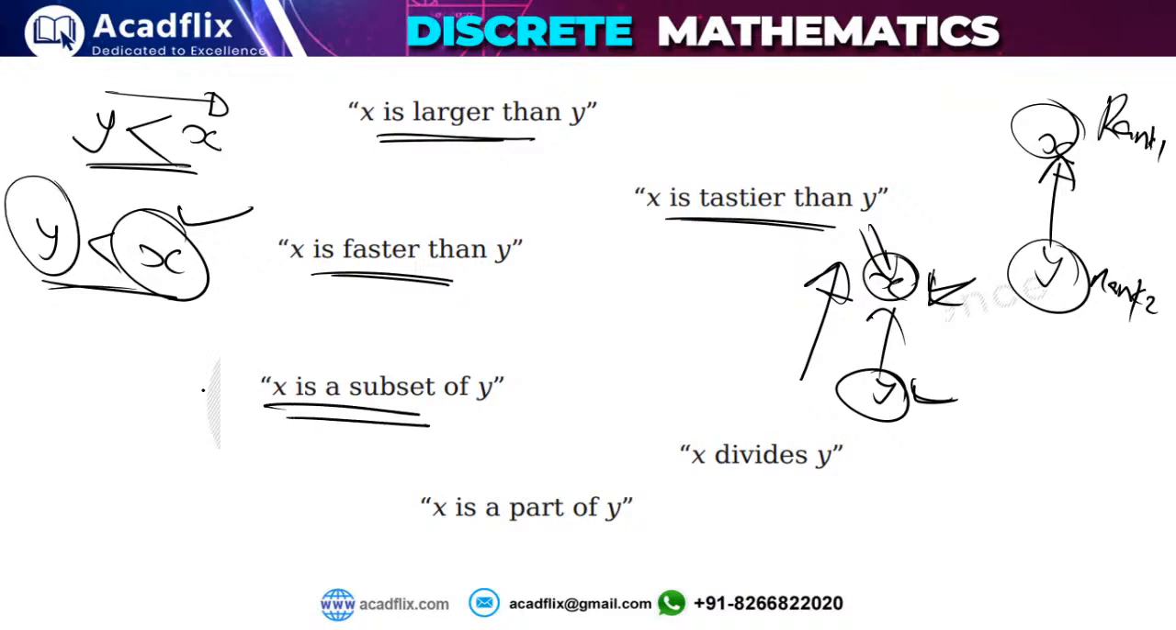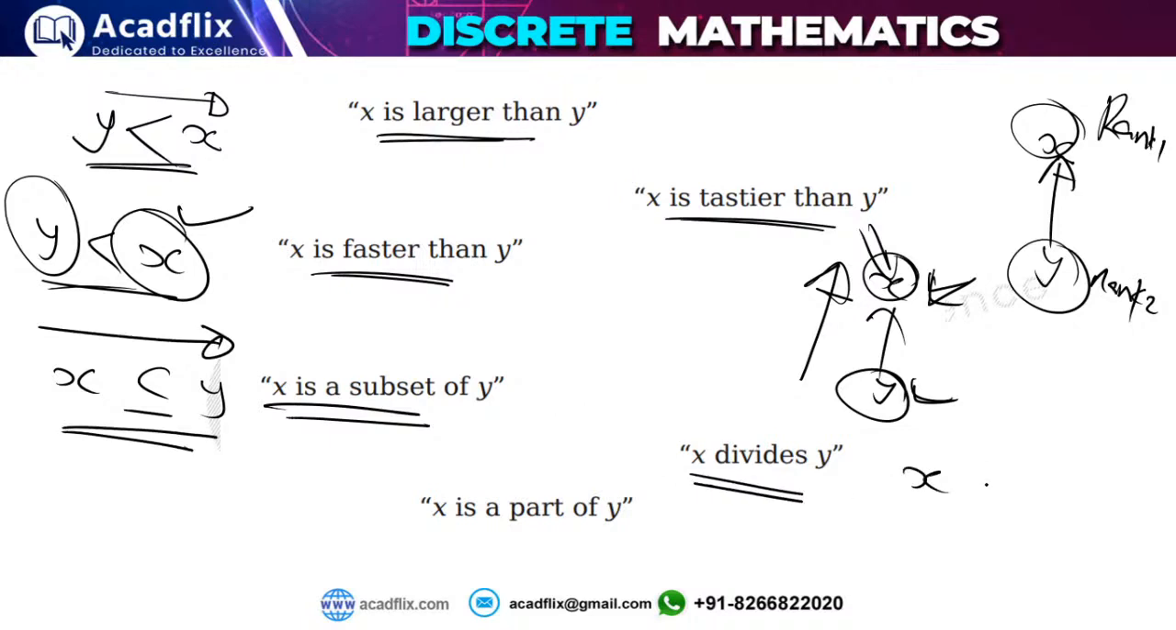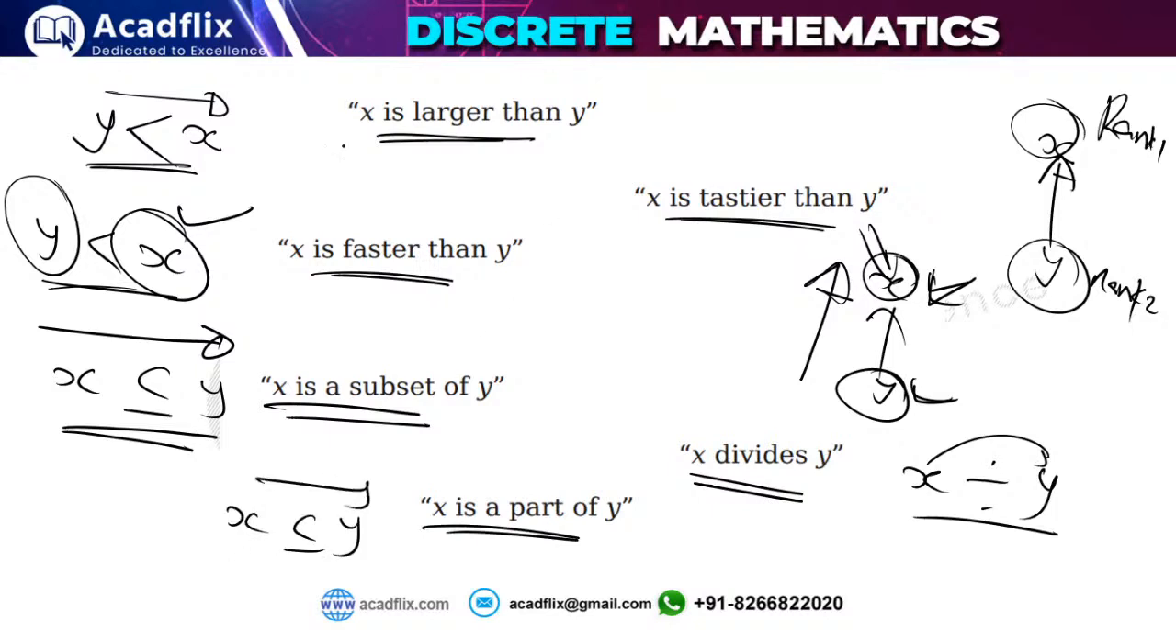For example, if x is a subset of y, then also you can order them. This is how you can order them. X divides y, again you can order them. X is part of y, which basically means x is a subset of y. So you can see all these relations. If you see, then these are order relations.